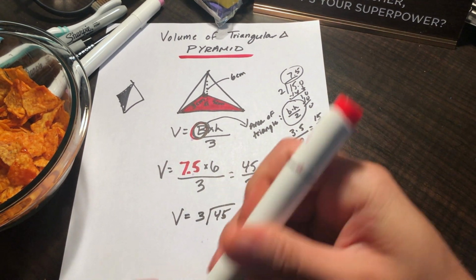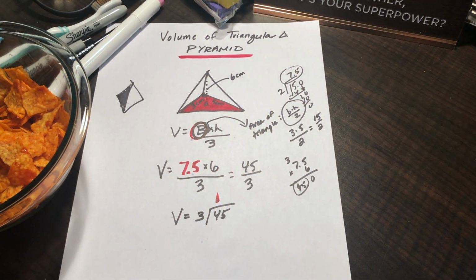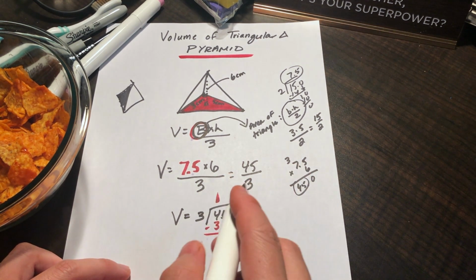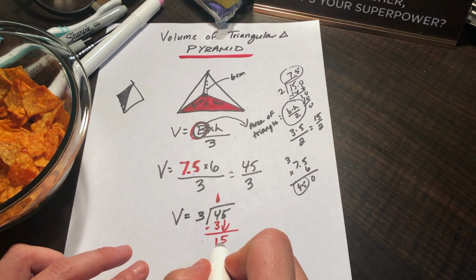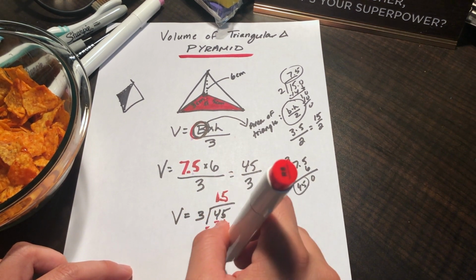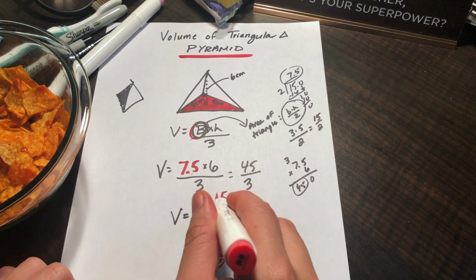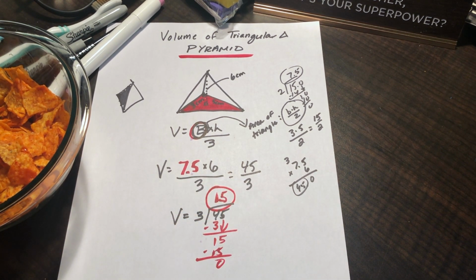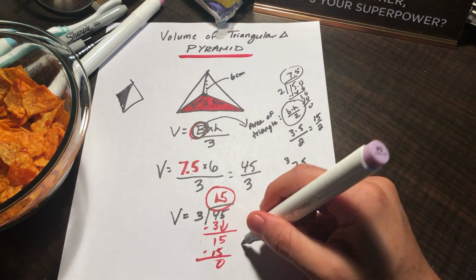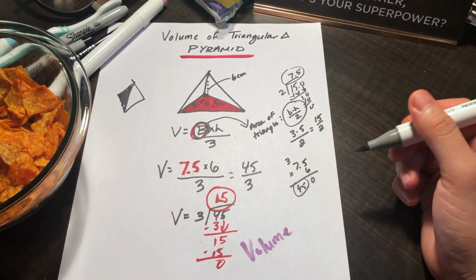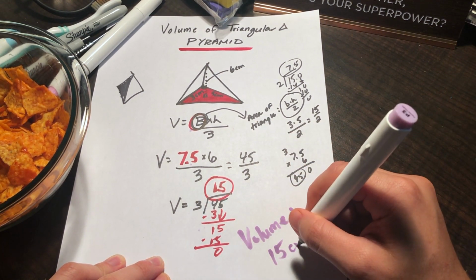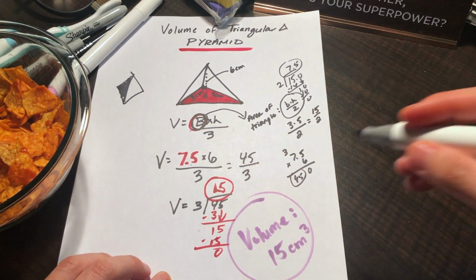Let's see what we get. Does 3 go into 4? Yeah, 1 time. 1 times 3 is 3. 4 minus 3 is 1. Bring down my 5. 3 goes into 15 5 times. I'm getting rusty myself. 5 times 3 is 15. Remainder of 0. There it is. What's the volume of this triangular pyramid, guys? The volume is 15 centimeters cubed.